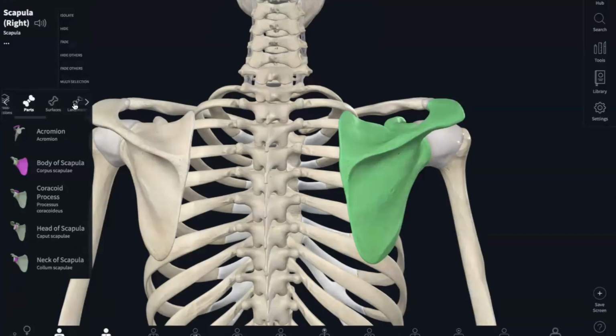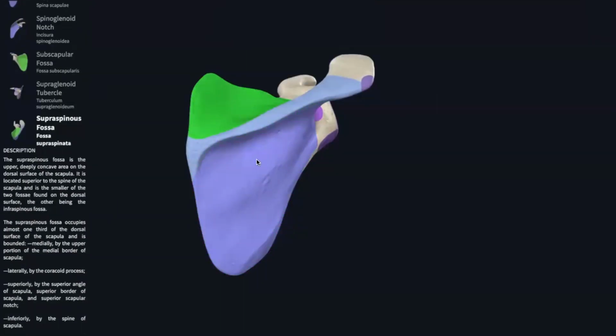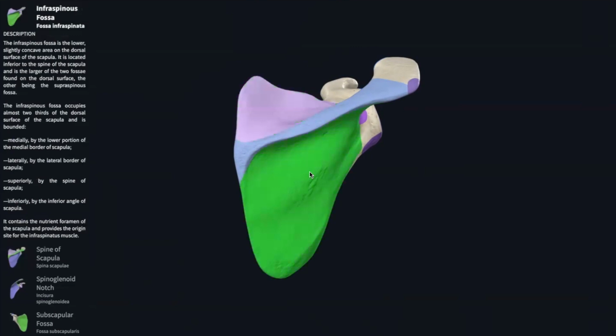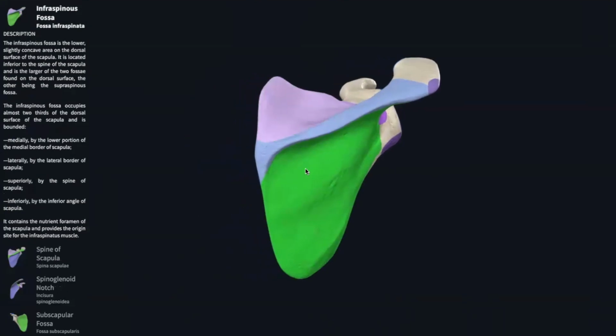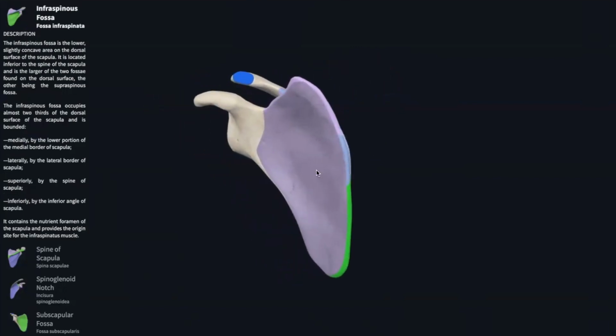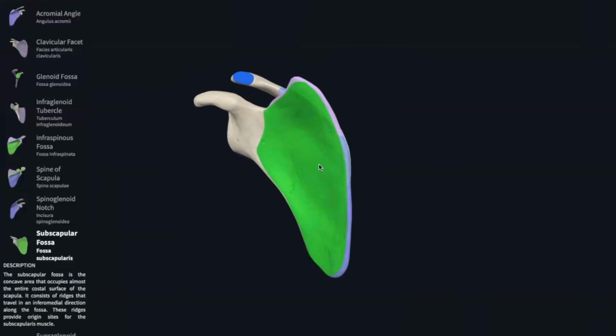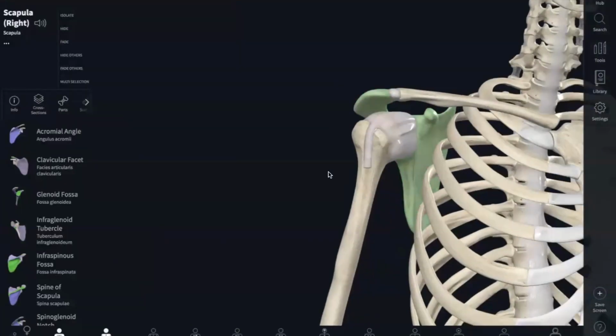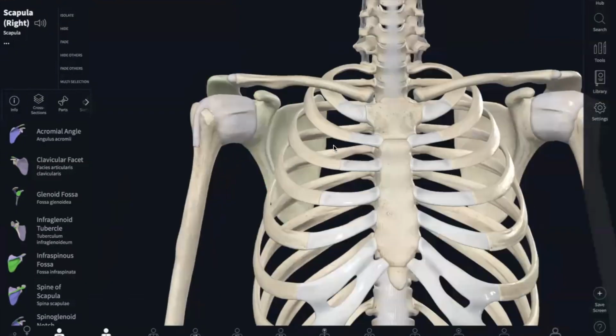As you can probably piece together with the names, your supraspinous fossa is going to be above or superior to your spine, and your infraspinous fossa is going to be inferior to your spine. Then there is the subscapular fossa, which is on the other side, because if you think about it, sub is below or the other side of your scapula. So this is your subscapular fossa. It's going to be facing towards the anterior part of your body.